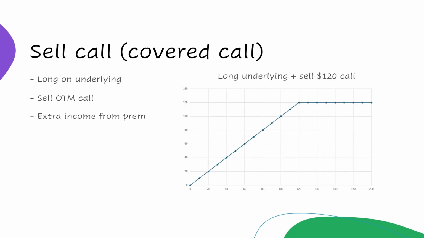This is the payoff diagram of covered call. This is a graph made by overlapping the payoff of long underlying plus selling a 120 strike call. Below $120, the graph is a straight line with slope 1. This is exactly the same as being long the underlying asset. The payoff is flattened when spot goes above 120 because the stock will be sold at the strike price as a result of the short call expiring in the money.